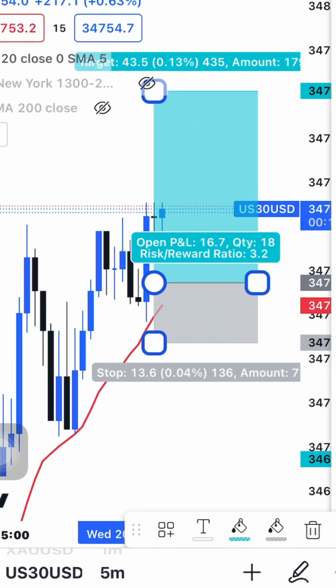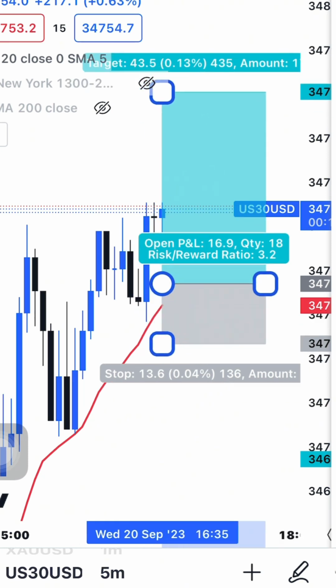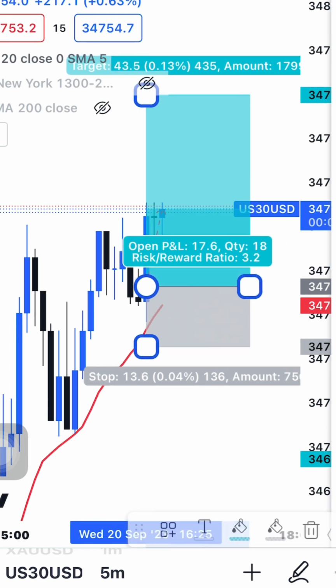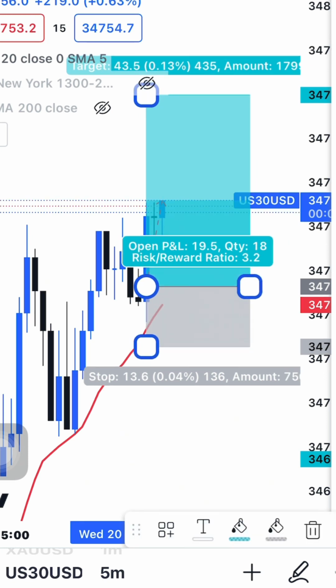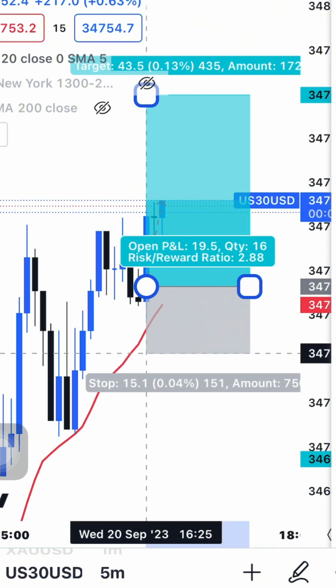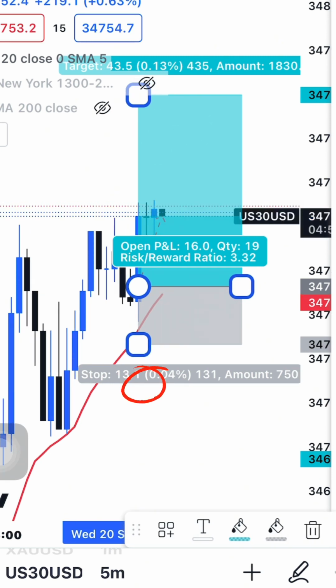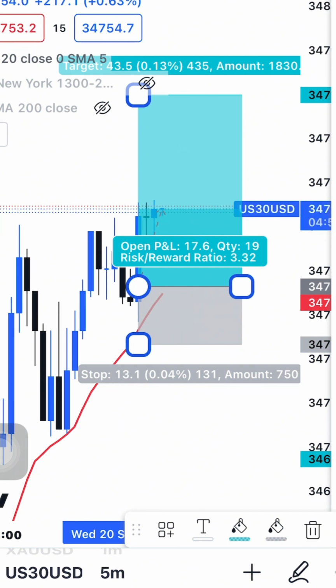So this is currently the US30 chart. Let's assume that we are buying US30 from this price. We are buying US30 from this place and then we are putting the stop loss right here. As you can see, the stop right here is 13.1, that's 13 pips.